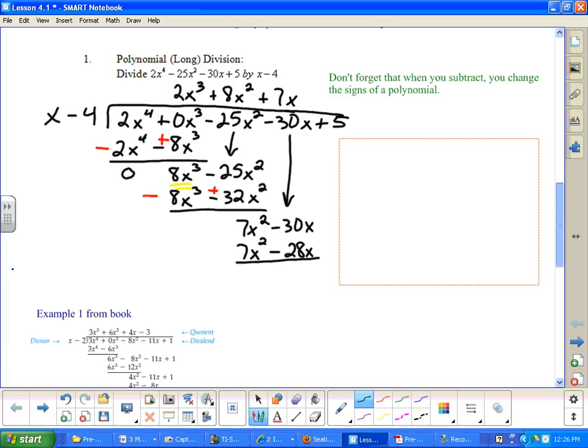So after we do that multiplication, then once again we're going to subtract, so we change the signs. 7x squared becomes negative, the 28x becomes positive. So this would be 0 again. Negative 30 plus 28 is negative 2x. And then we bring down the 5.